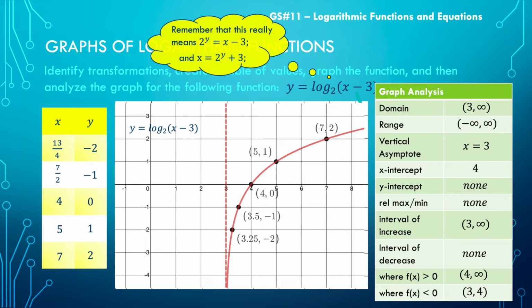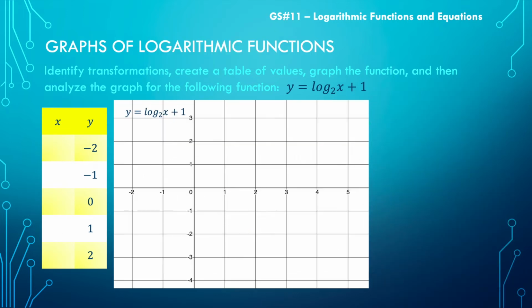Okay, that wasn't too bad. Let's try another example of graphs. Okay, for this one, we've got the function y is equal to log base 2 of x plus 1. Now notice, what are we taking a log of here? We're not taking a log of x plus 1. We're taking a log of x, because that plus 1 is not in the argument of the log.